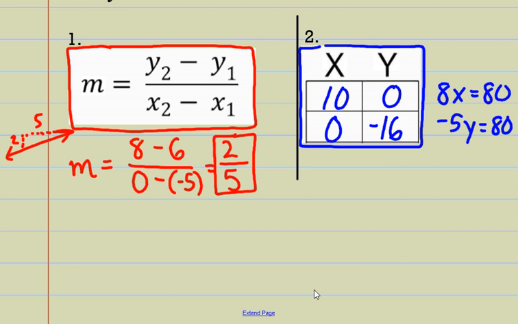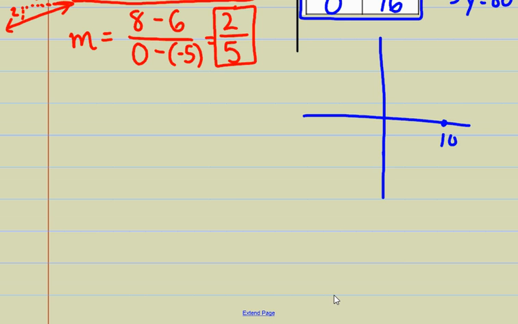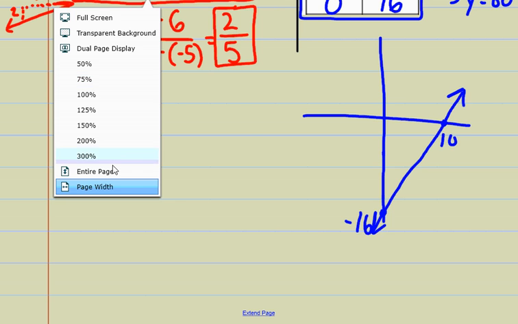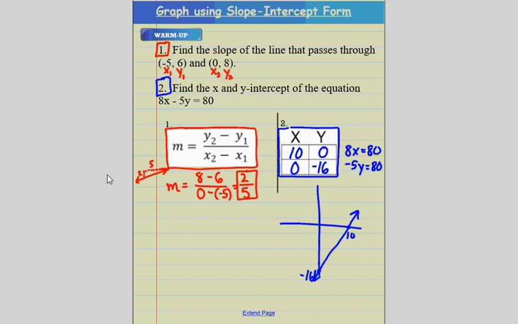Then if you have 2 points, you could graph it. Your x-intercept is over here at 10. Your y-intercept would be down here at negative 16, and you would draw in the line between those to graph it. That is how you graph a line in what's called standard form. Standard form is when x and y are on the same side.